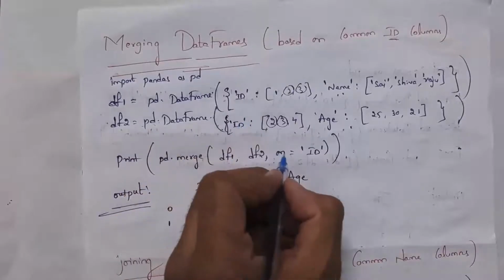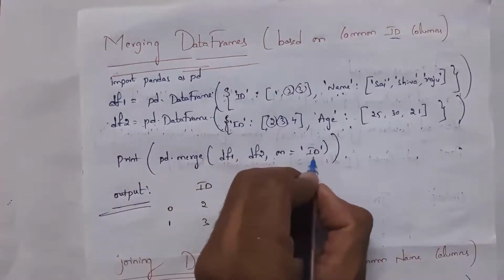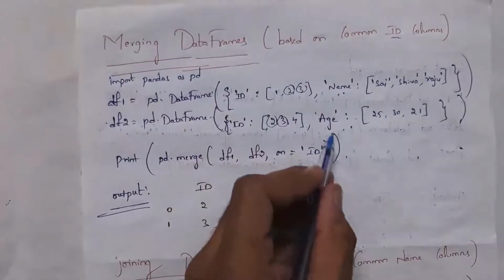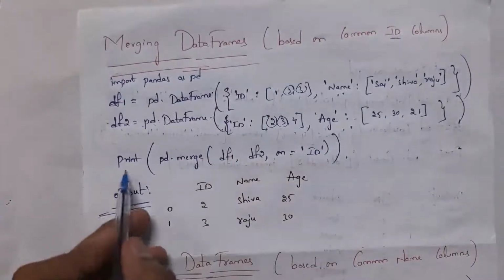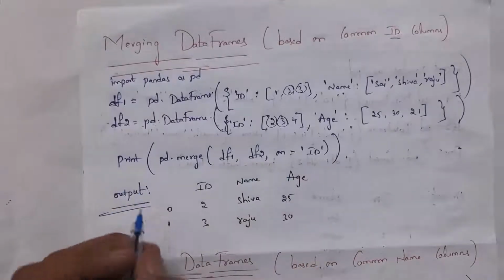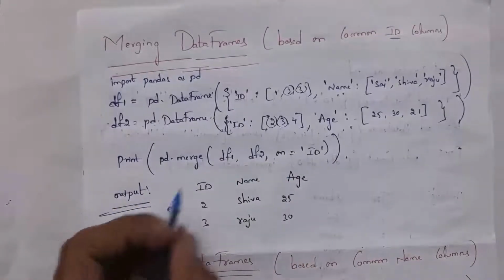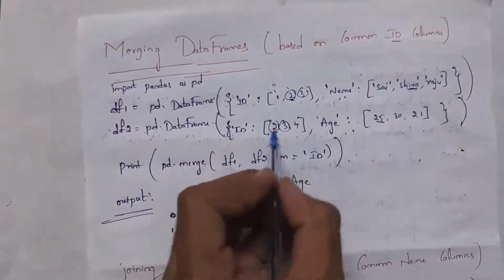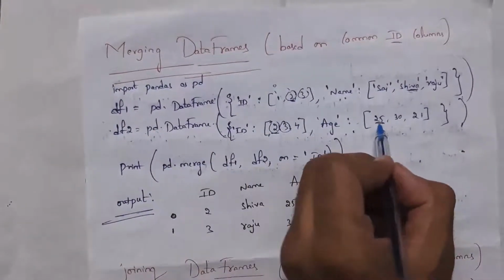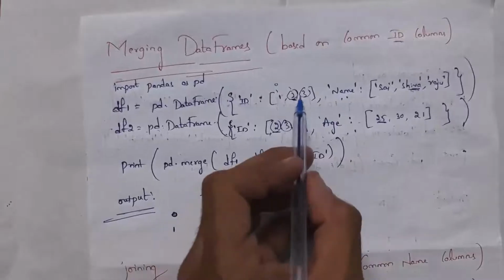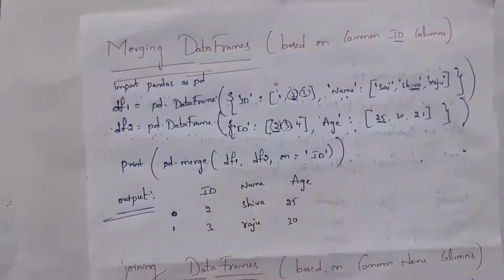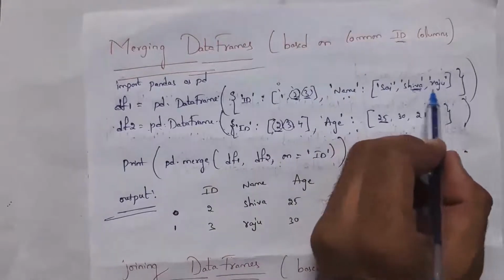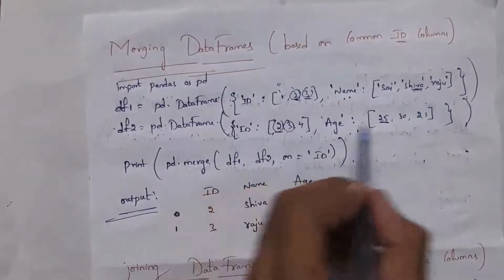So write here on is equal to ID, which is the column name, and include the column name in quotation marks and close this print bracket. So whenever you run this code, this is my output. At first it will consider index number 0, that is 2, and here for ID 2 the name is Shiva and the age is 25. So index number 0 contains 2, Shiva and 25, and similarly index number 1 contains, for ID 3, the name Raju and the age 30.